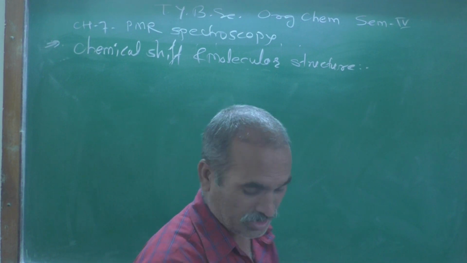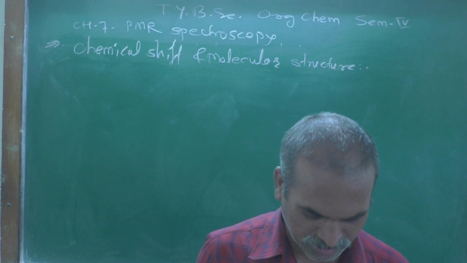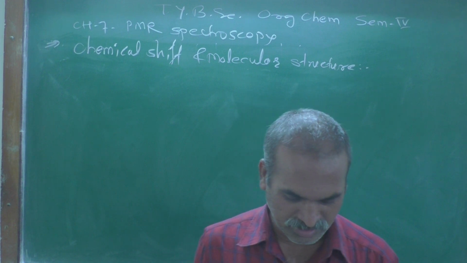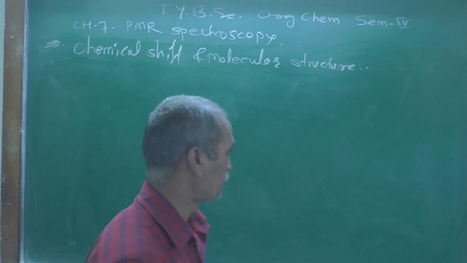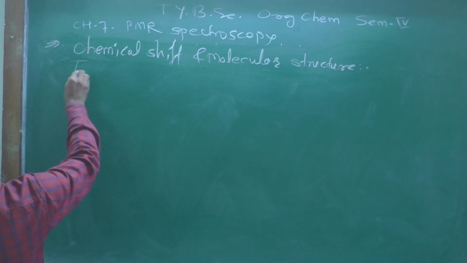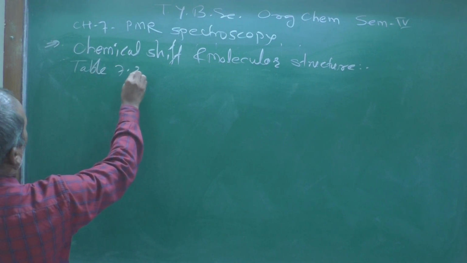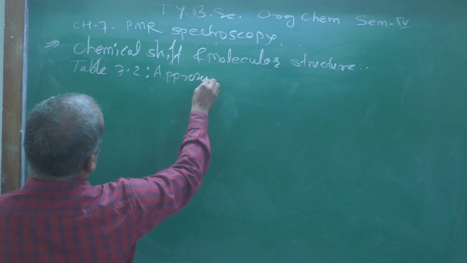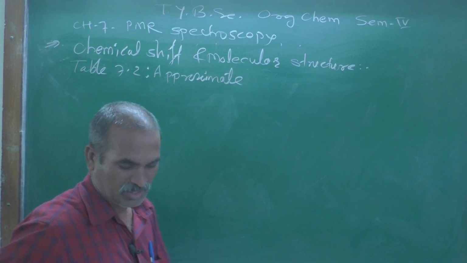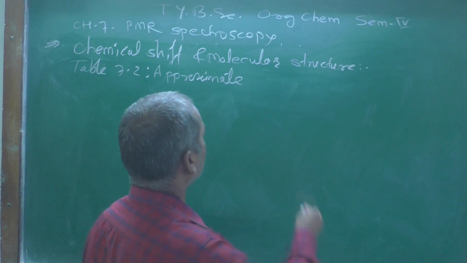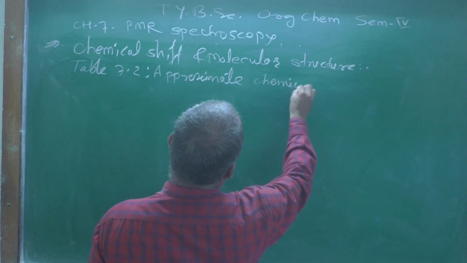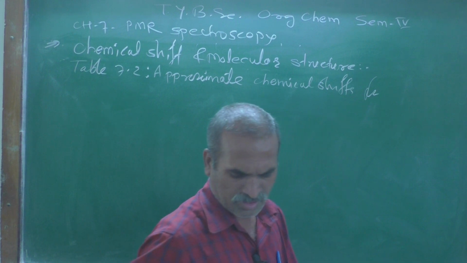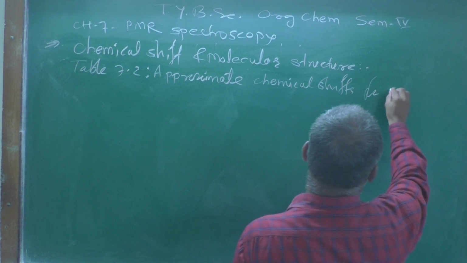Now let us discuss Table 7.2, approximate chemical shifts for some protons, which we are going to discuss over here.